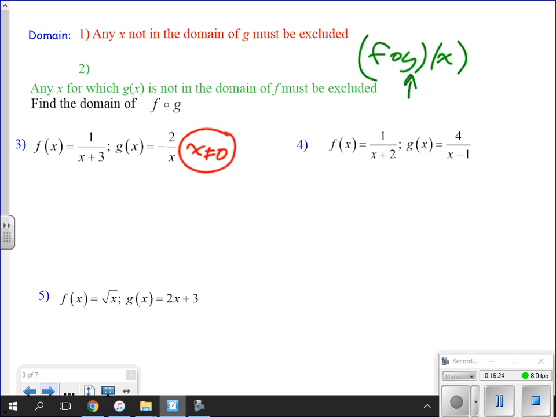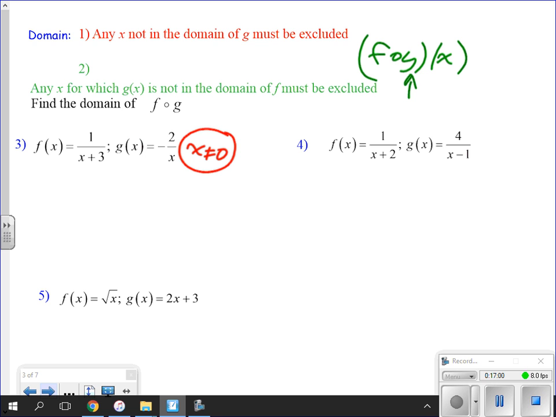There's my first domain restriction. That comes strictly from g of x. Now here's where things get a little trickier. Okay, so I look at f of x. What am I not allowed to have in f of x? And I'm not looking for a specific number here, but what am I not allowed to have when I have a fraction? I'm not allowed to have 0 in my denominator. So that means whatever I add 3 to cannot be equal to 0.